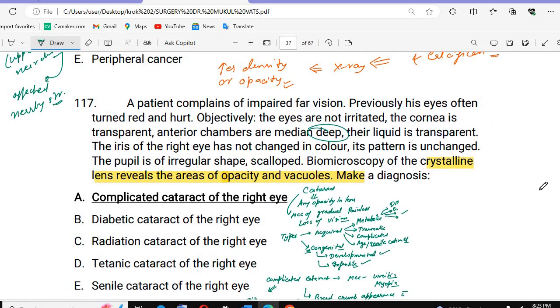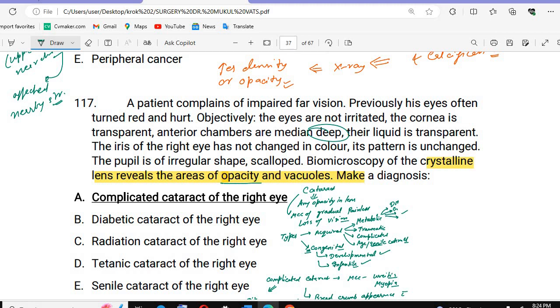Okay, so we will be having here the crystalline lens. This area reveals the opacity and the vacuole. This area of opacity is telling us about the cataract. Why do we call it complicated? Because this is the breadcrumb appearance. The breadcrumb appearance we see.